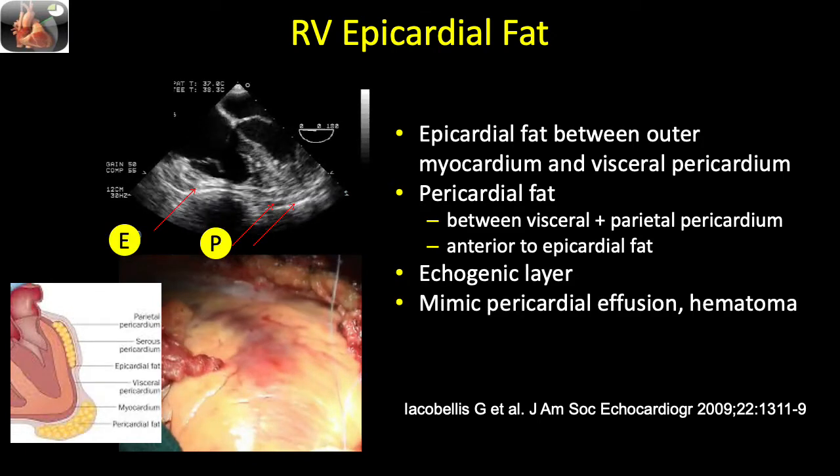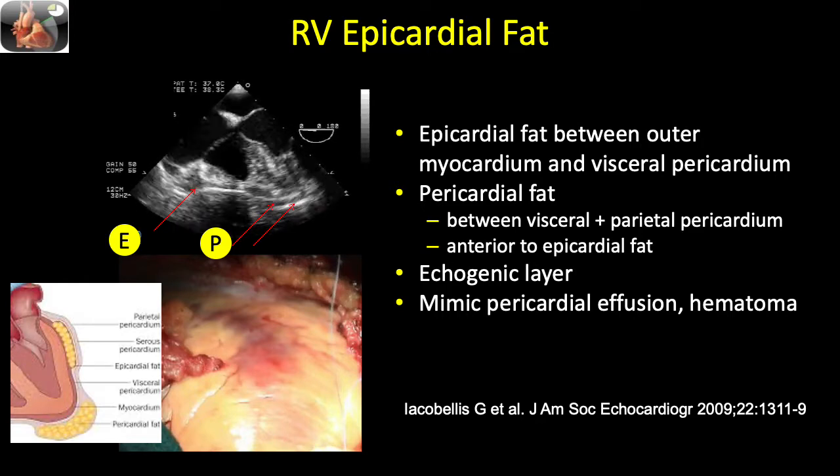Epicardial fat is located between the outer wall of the myocardium and the visceral layer of pericardium in the atrioventricular or interventricular groove. Pericardial fat is located between the visceral and parietal pericardium and anterior to the epicardial fat. Excessive fatty infiltration tends to occur in female, old, obese, diabetic patients.